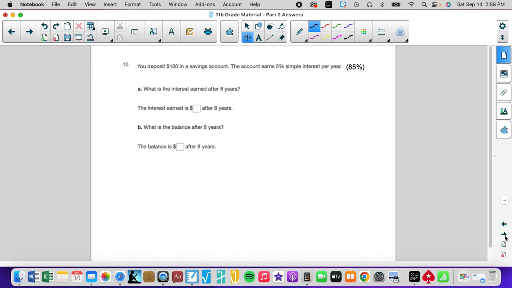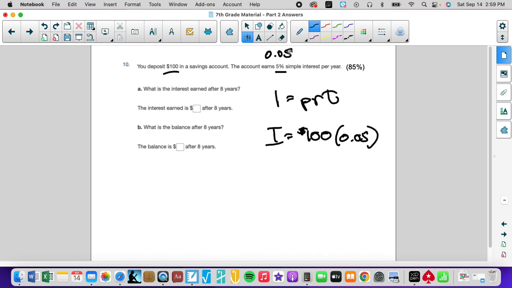No calculator needed. You deposit $100 in a savings account. The account earns 5% simple interest per year. What is the interest earned after 8 years? So we have this formula, I equals PRT. Interest equals the principal, this is the principal, $100, times the rate, which is 5%. We're going to put it as a decimal value. So that's 0.05. And T is time in years. So 8.